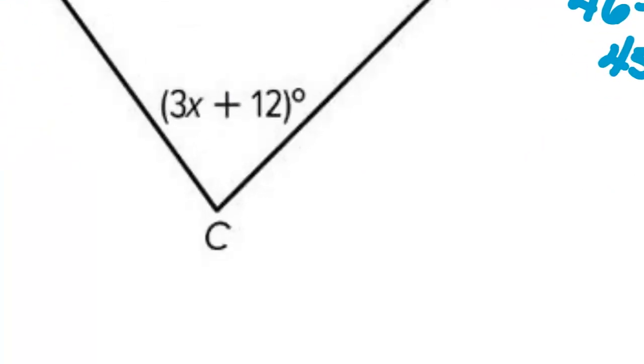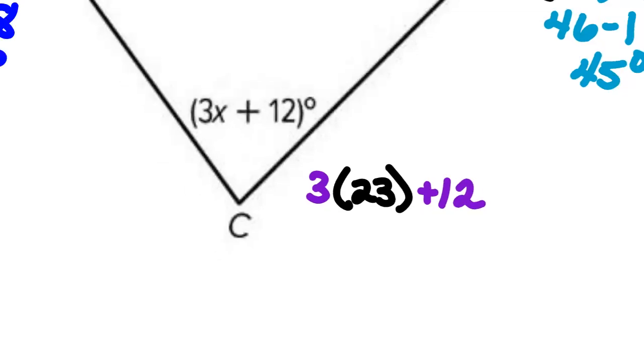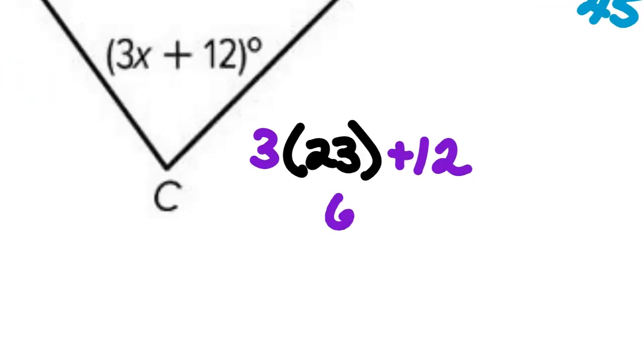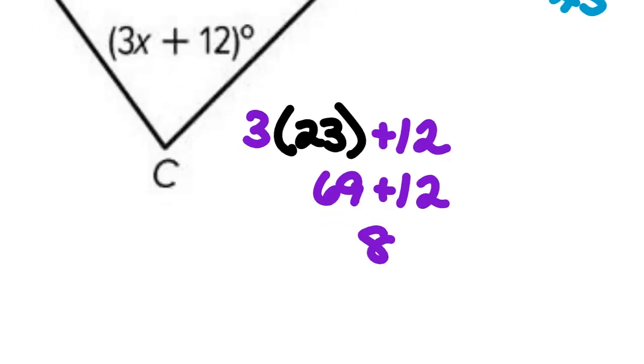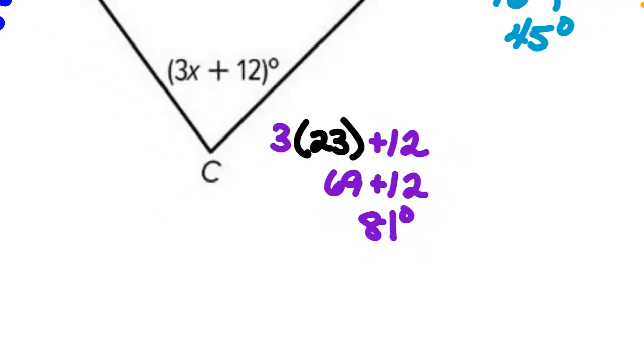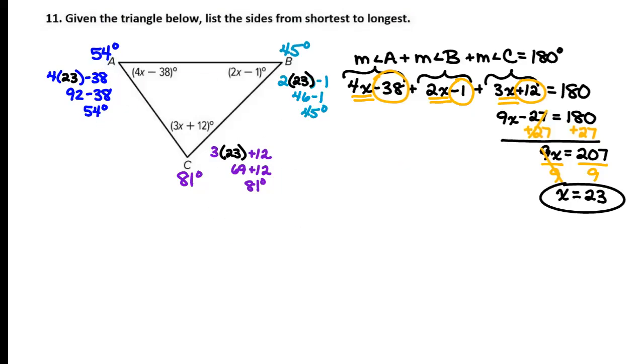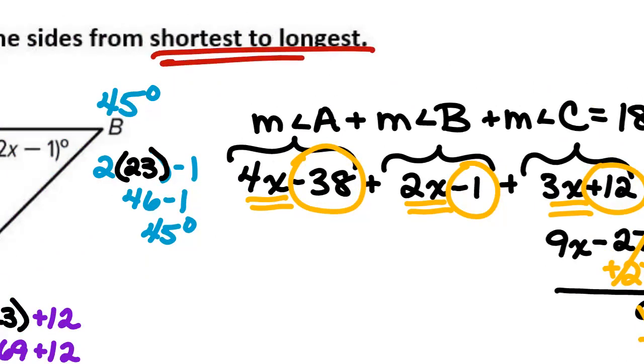And then we come down to the bottom one. 3 times 23 plus 12. What's 3 times 23? 69 plus 12? 81. So angle C is 81 degrees. Are we supposed to list these biggest to smallest or smallest to biggest? Smallest to biggest, shortest to longest.